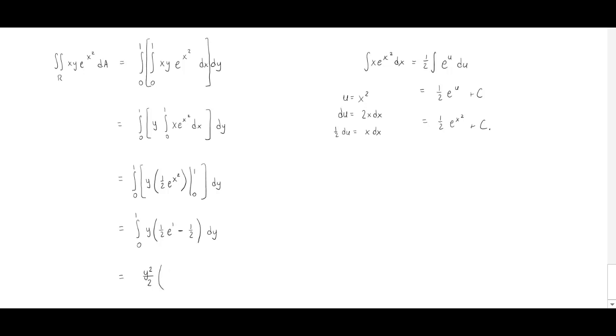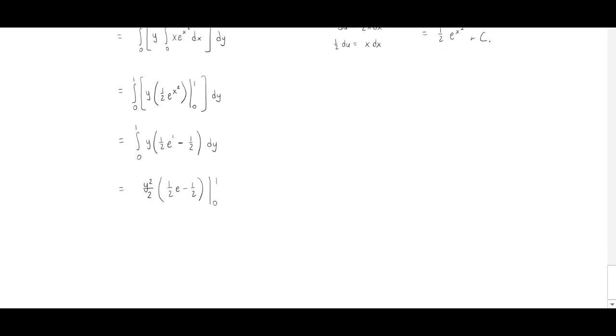Okay? And then we just need to plug in 0 and 1 for y. So when I plug in 1 for y, it's going to be 1/2 in the front, and then minus 0. Okay. All right, so then this would be our final answer. Good? Okay, all right.